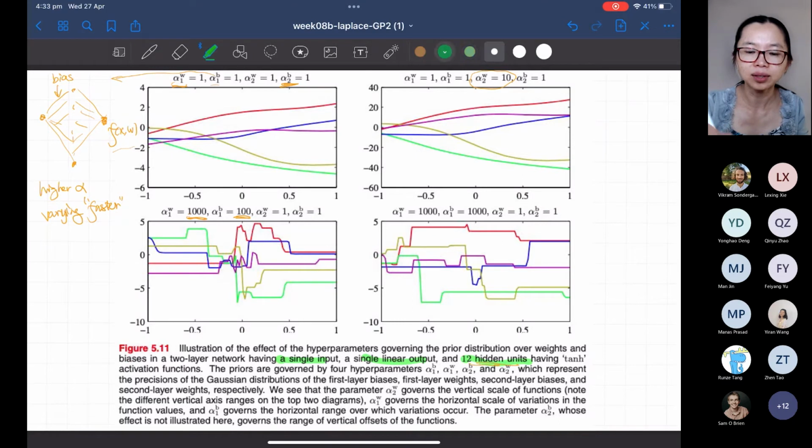The book makes the comment that the weight prior in the first layer governs the horizontal scale of variations, and the bias prior governs the horizontal range over which variation occurs. So if we make this bigger, then the variation occurs over a longer range and doesn't fall back. And then it argues that the bias on the output governs the range of the vertical offsets. That is reasonable.